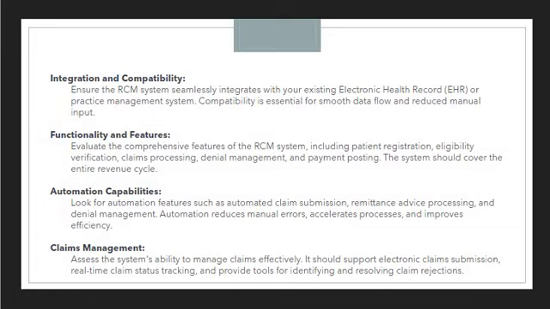Then comes into the picture automation capabilities. Look for automation features such as automated claim submission, remittance advice processing, and denial management. Automation reduces manual error, accelerates processes, and improves efficiency. We should always look at automation because we are going to implement every process element with automation techniques, right? We don't want many manual tasks, because that's why we are implementing this process. So it should support automated claim submission, remittance advice processing, and denial management.